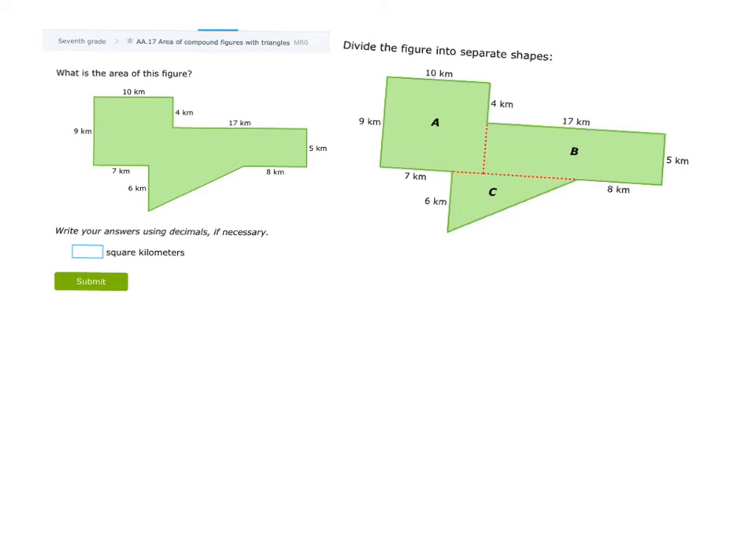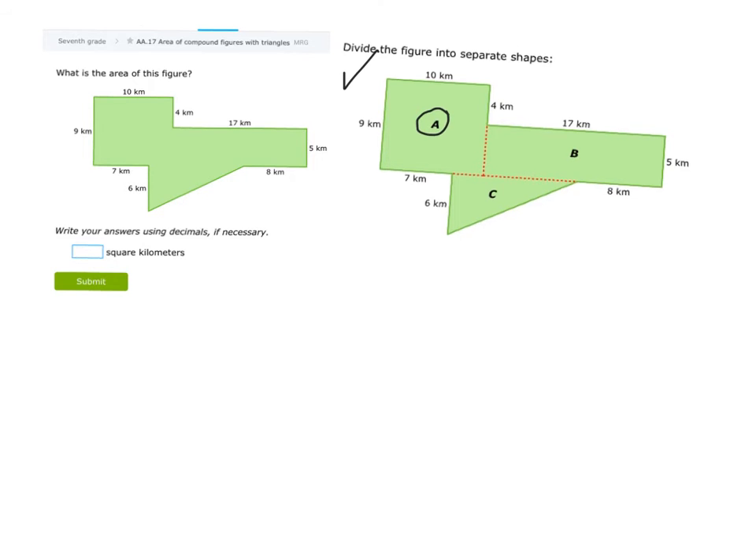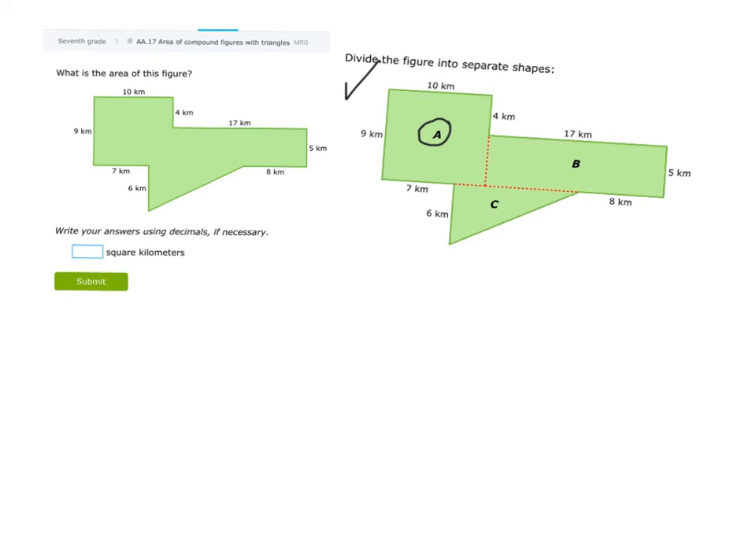What IXL does for you if you get something wrong is it goes over an example. So when I got something wrong on purpose, of course, it showed this example right here with everything already divided up for me. Now at first you might think that A is a square, but be careful. A square has all the same sides. And if you see here, one side is equal to 9 and the other is equal to 10. So it's actually a rectangle.